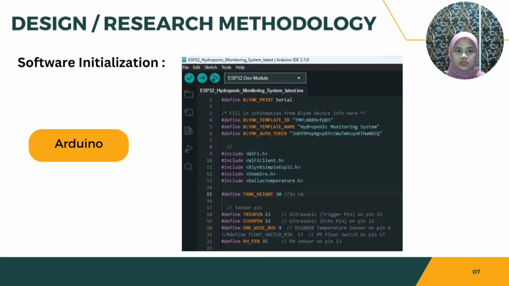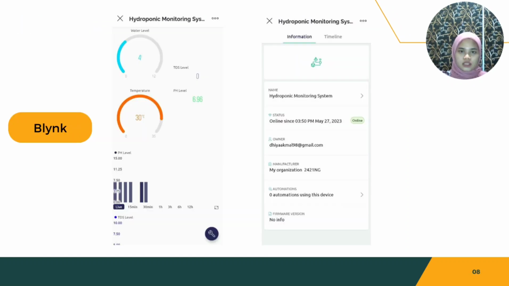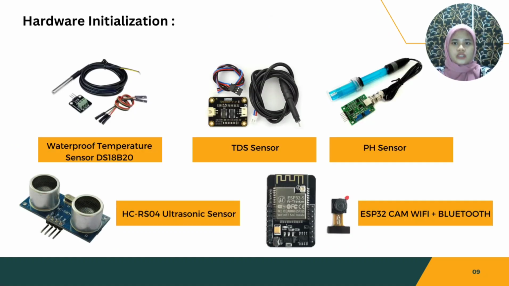Okay, for the design research methodology, as you can see, this is the software that we use for this system, which is Arduino. Secondly, is Blynk. So for the hardware initiation, we use the waterproof temperature sensor DS18B20, which is used for measuring water temperature.